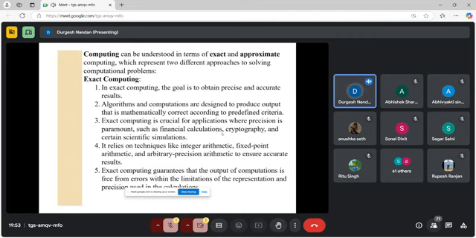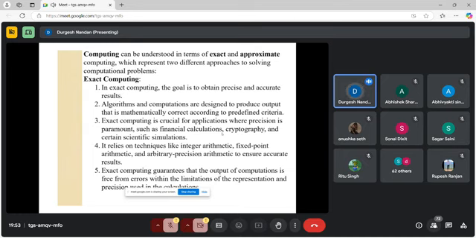Now we will see in which places it is considered, and why it is also important that we do not focus so much on exact computing, but focus majorly on approximate computing. Now, a big question is floating in your mind: how is approximate computing useful?